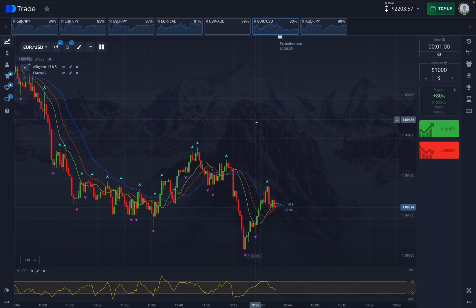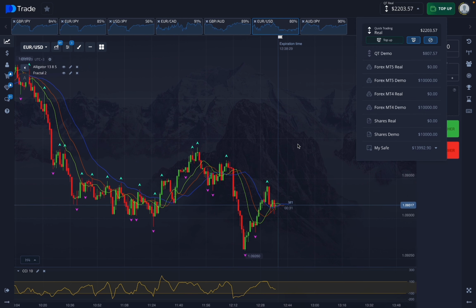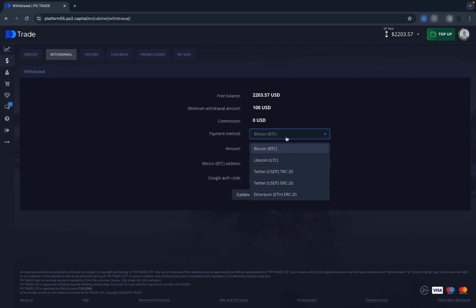Let's choose a wallet. Let's say the amount will be 1,200. Great, we have made the withdrawal. This is the kind of trading we have done today using these indicators.